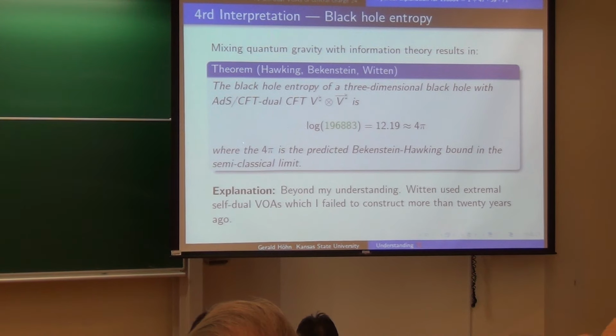And so the observation of Witten was that if we take the logarithm of 196883, then this is 12.19, and as you can see, this is approximately 4 pi.